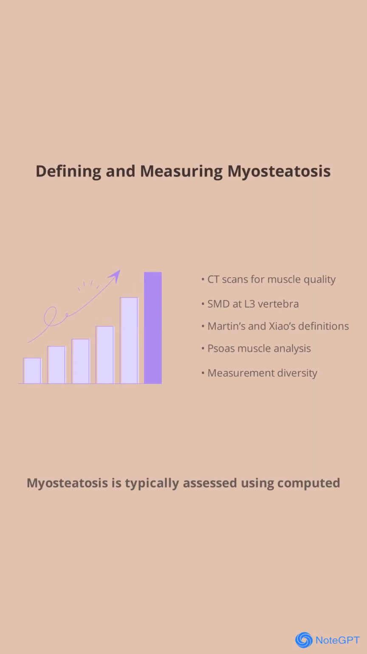Myosteatosis is typically assessed using computed tomography, CT scans performed before surgery. The most common measurement is skeletal muscle radiodensity, or SMD, which evaluates the average density of muscle tissue at specific locations, usually at the third lumbar vertebra, L3. Different studies use various cutoff values to define myosteatosis, such as Martin's or Zoico's definitions, which take into account factors like BMI, sex, and age. Some researchers also analyze the psoas muscle or use ratios like IMAT and IMAC to quantify fat infiltration. This diversity in measurement methods has led to some challenges in comparing results across studies.